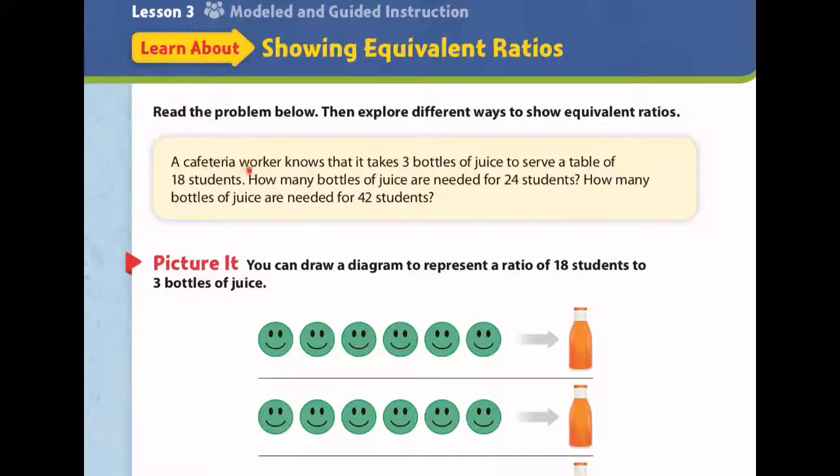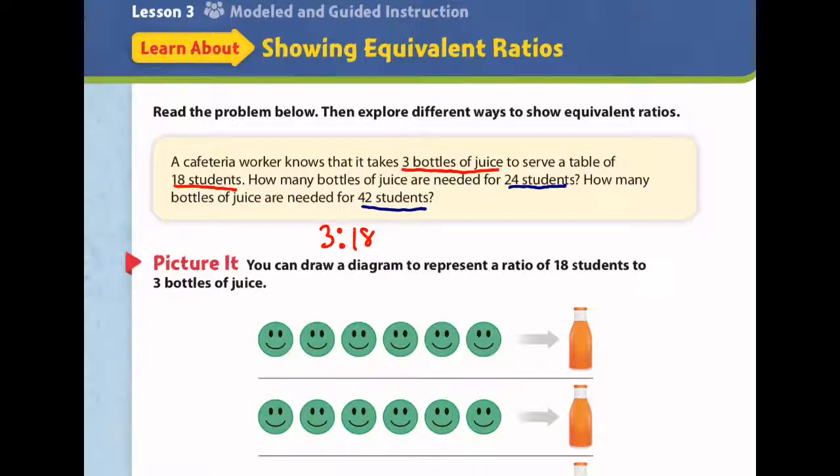This says a cafeteria worker knows that it takes 3 bottles of juice to serve a table of 18 students. How many bottles of juice are needed for 24 students? How many bottles of juice are needed for 42 students? In this problem, I'm going to underline some important information. It takes 3 bottles of juice to serve 18 students. If you think of that as a ratio, 3 bottles to 18 students. But then it's going to ask you some questions. How many bottles are needed for 24 students? And how many bottles are needed for 42 students?